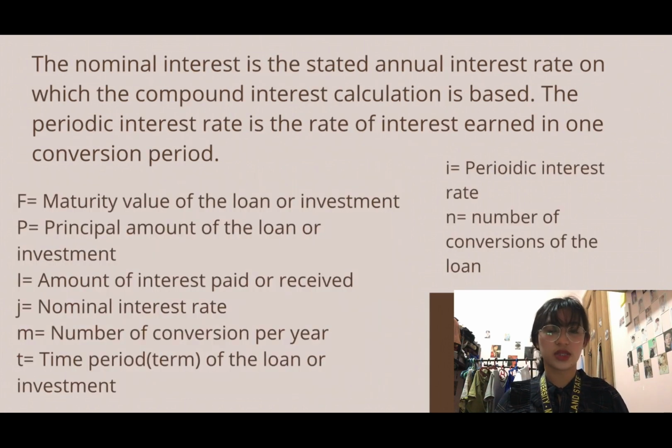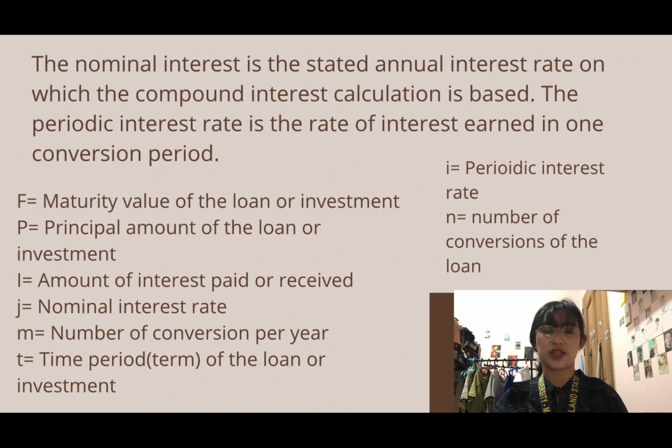The nominal interest is the stated annual interest rate on which the compound interest calculation is based. The periodic interest rate is the rate of interest earned in one conversion period. These are the variables that will be used in our mathematical treatment of compound interest.